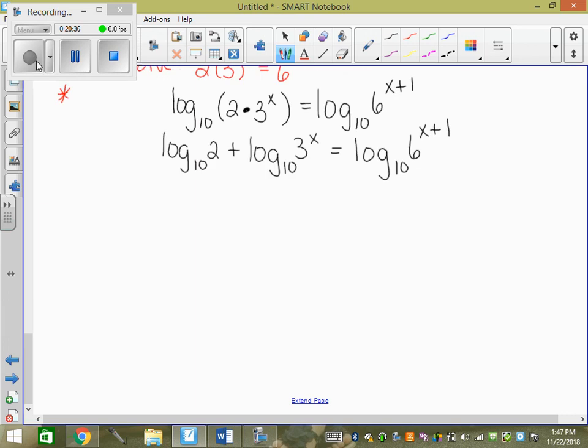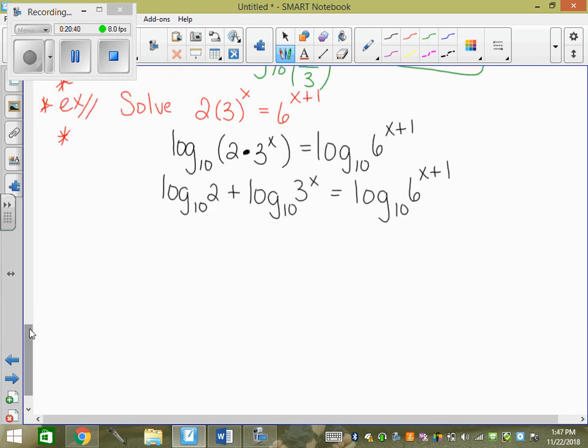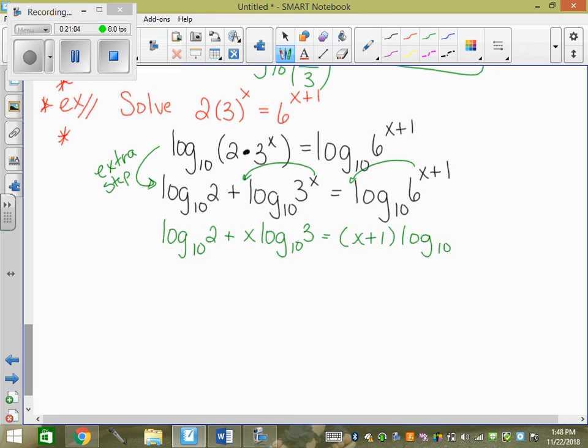Once I'm to this step and they're all expanded out, take your exponents, drop them in front. Distribute. You're back to the exact same steps as before. This is the one extra step right here. That's it. So now I'm going to go log base 10 of 2 plus x log base 10 of 3 equals x plus 1 log base 10 of 6. Then I do what? Distribute. We're at the same steps as before. Log base 10 of 2 plus x log base 10 of 3 equals x log base 10 of 6 plus 1 log base 10 of 6.